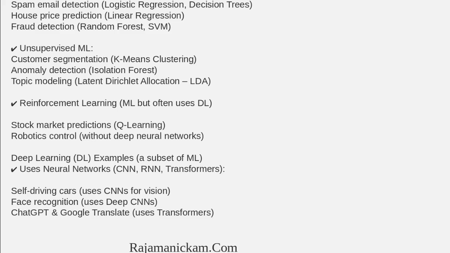Unsupervised ML is like customer segmentation, anomaly detection, topic modeling, that kind of thing. It means we need not exactly give the labels. If we give the data, it will group the data based on the patterns identified, and then it will proceed further.